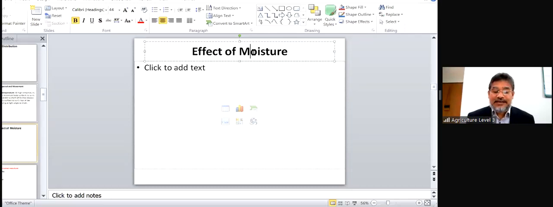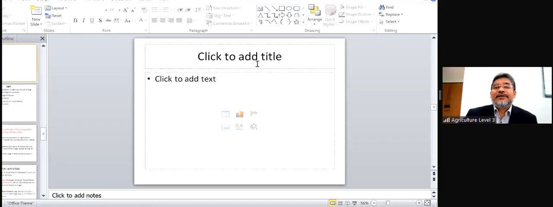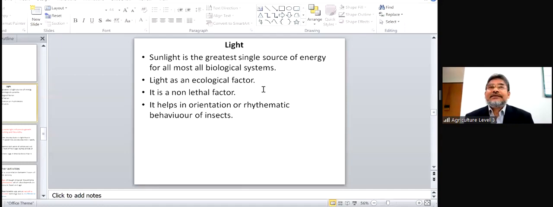Now come to another factor, what is light. Light is another non-living factor, abiotic factors. How does light affect?